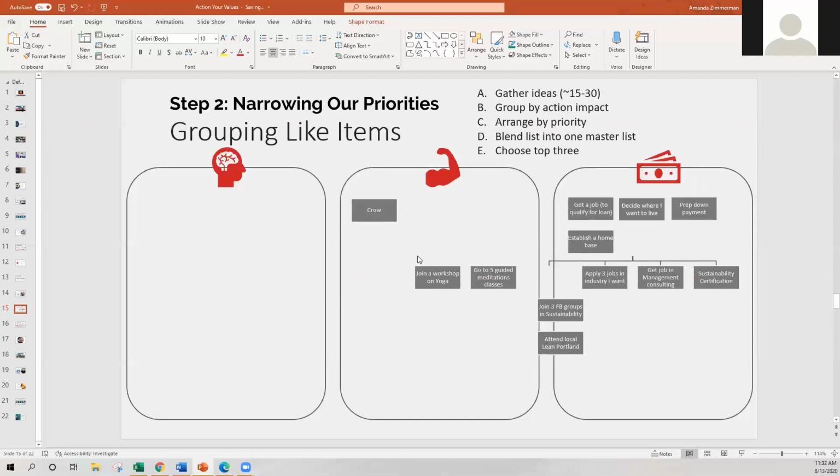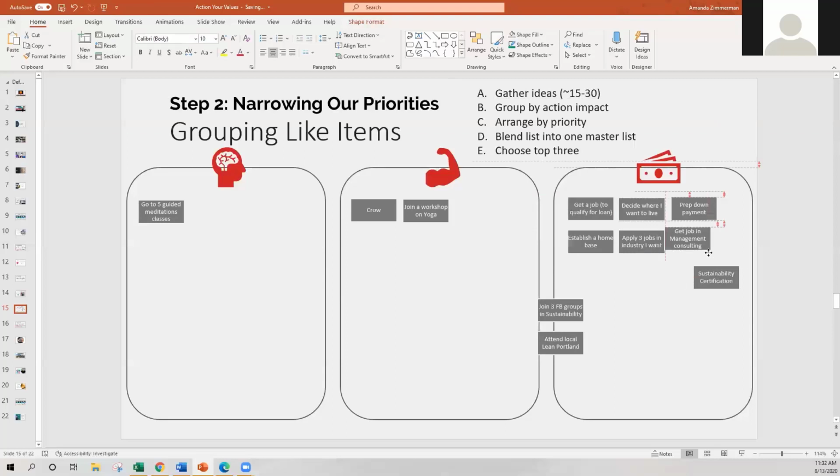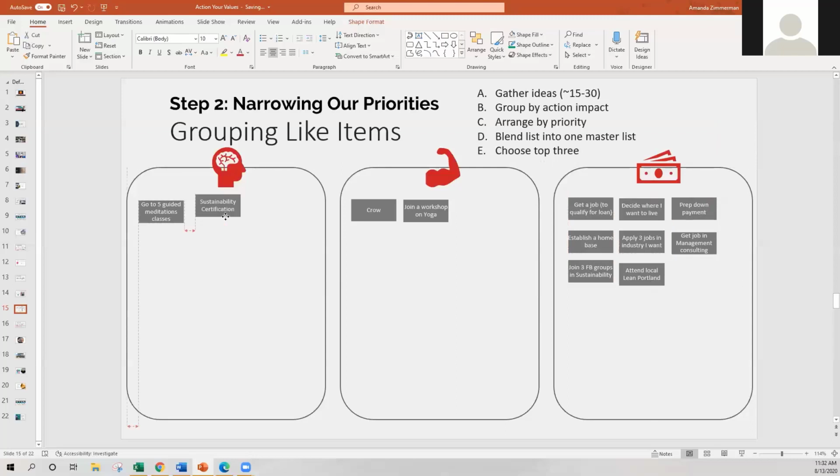So here we have being able to do the pose crow. That would be something that's physical. Guided meditation, that's going to be something that's more spiritual to me, or something that's going to grow my mind. A lot of these are going to be jobs. So we talked about some of these. So attend local Lean Portland. The sustainability certification, maybe I would put into mind because it's something that I'm going to have to study for, and I'm going to get to learn more about.